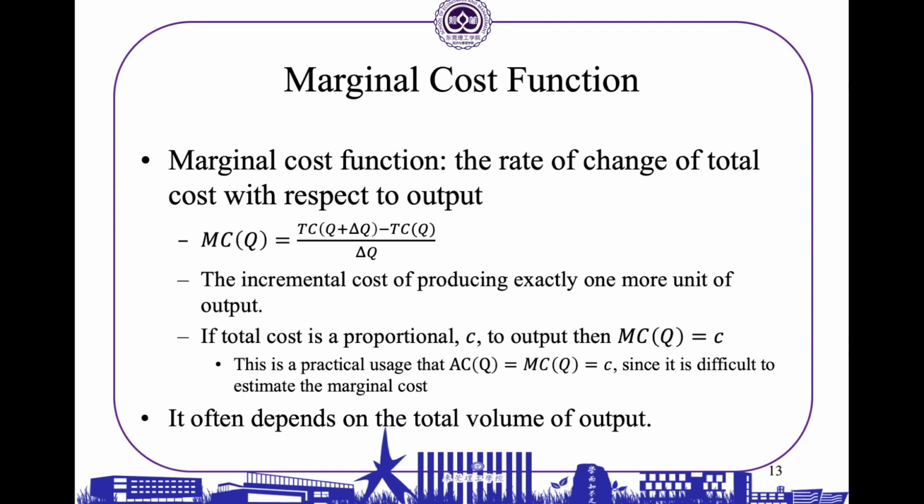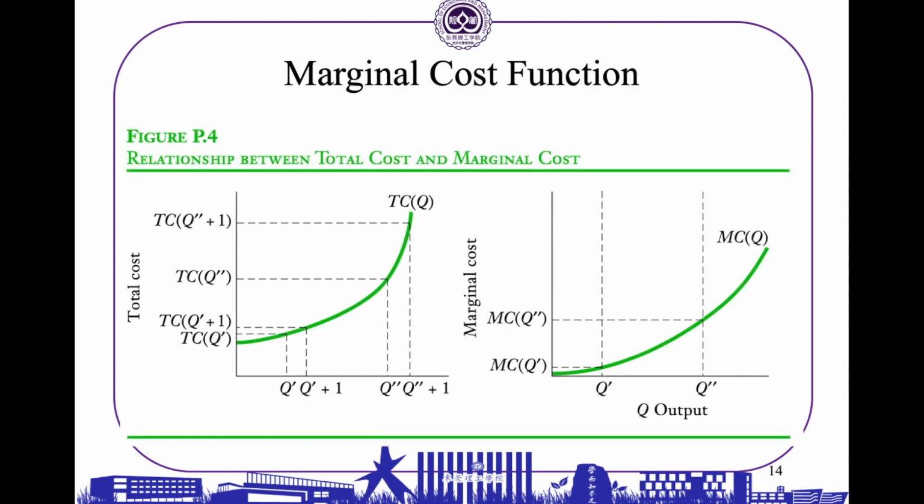In practical usage, AC of Q equals MC of Q equals C. The average cost equals marginal cost equals a constant, since it is difficult to estimate the marginal cost. This requires an assumption of constant returns to scale. Furthermore, marginal cost often depends on the total volume of output.